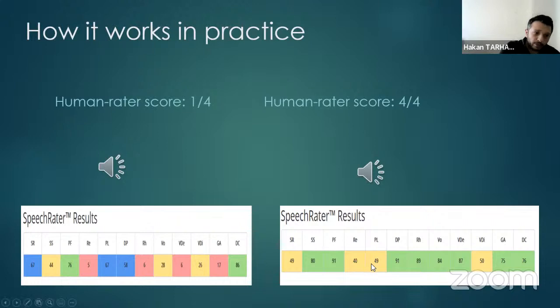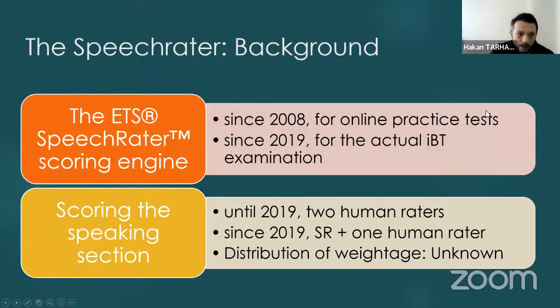Okay, so for the second output, again, you can see that the human rater thought this was an excellent performance. This got 4 out of 4. But the SpeechRater detected some problems in some of the aspects, and it lowered the score from 30 to 26. Now, having made this demonstration, I would also like to talk briefly about the background of the SpeechRater.